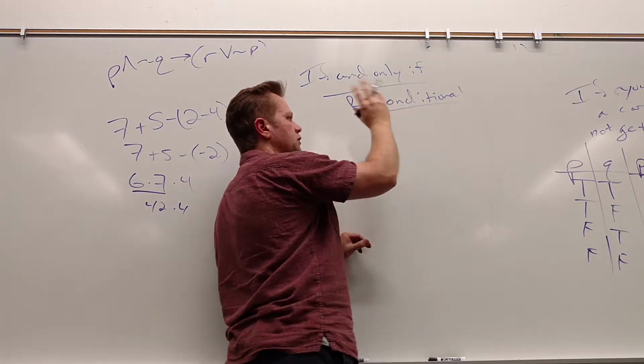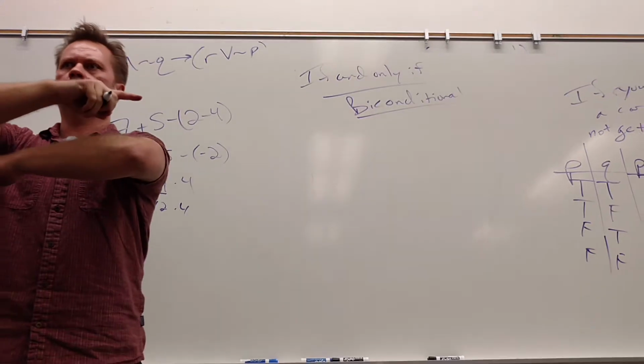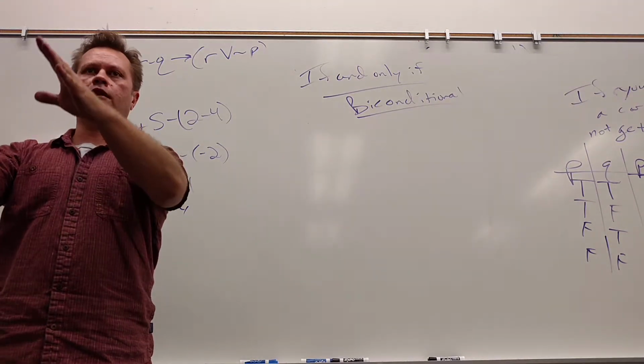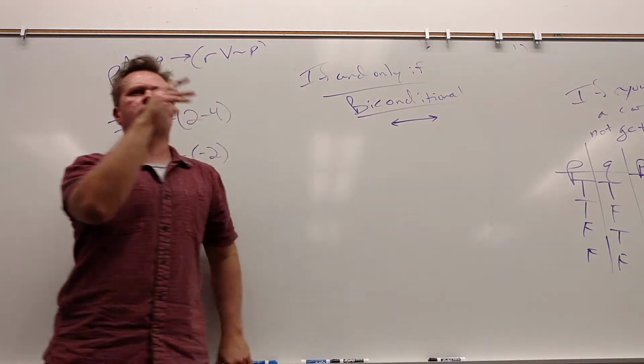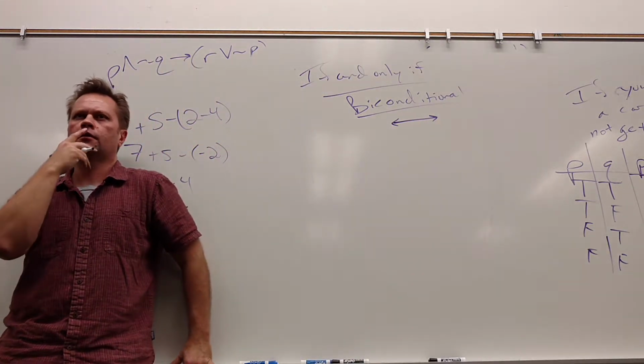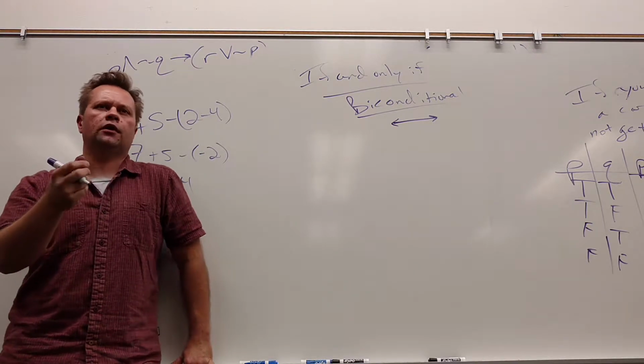So what do you think I use for a symbol if it has to go both ways? Double arrow. I like it. So not only does it have to work that way, it's also got to work that way, which is why it's going to end up having more falses in there. So how does this work?